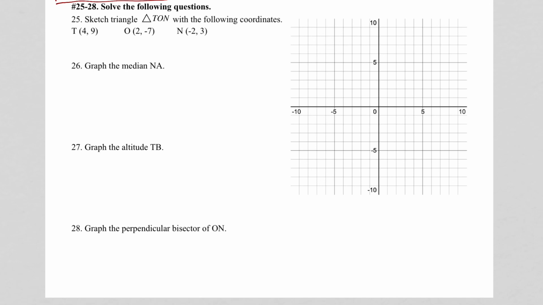Okay, let's first graph this. 4, 9 is right there. We'll call that point T. 2, negative 7 is the point right there. We'll call that point O. And negative 2, 3 is the point right here. We'll call that point N. And then let's graph this.